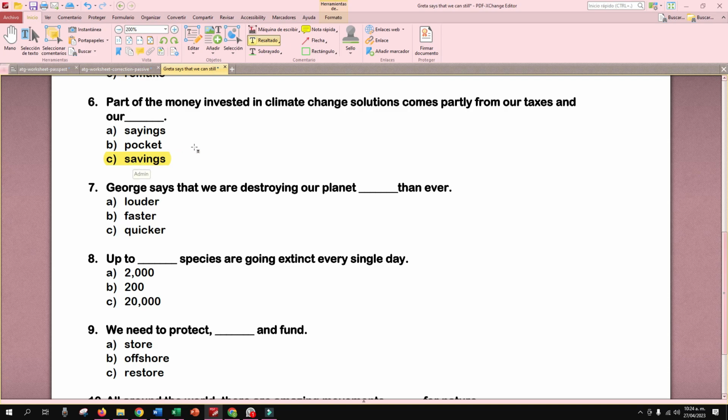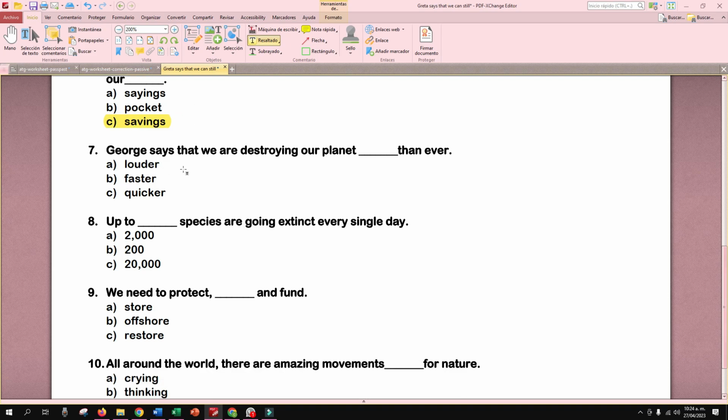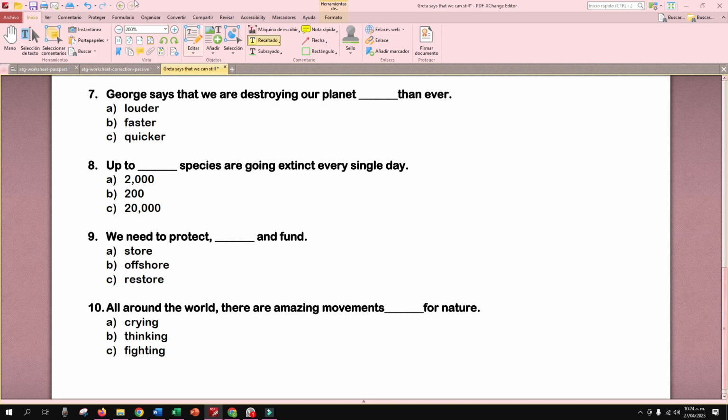Great. Seven. George says that we are destroying our planet louder, faster, or quicker than ever? Faster, yeah? George says that we're destroying our planet faster than ever. That's great. Eight. Up to. Okay, thank you, Edwin. That's great.